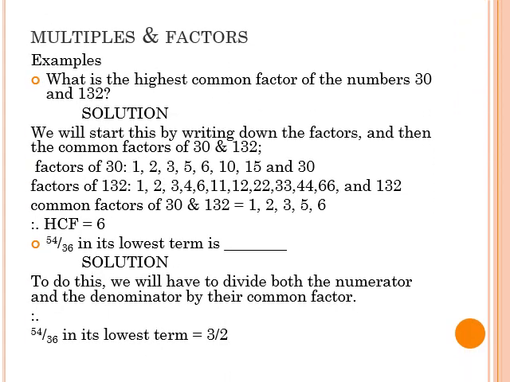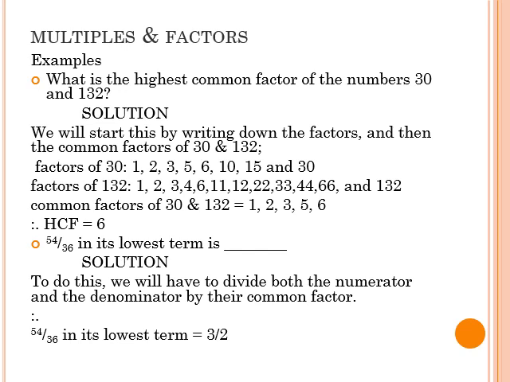We move on to multiples and factors. The first example is on factors. It says, what is the highest common factor of the numbers 30 and 132? We will start by writing down the factors of both 30 and 132, and then the common factors. Among the factors of 30, we have 1, 2, 3, 5, 6, 10, 15, and 30.